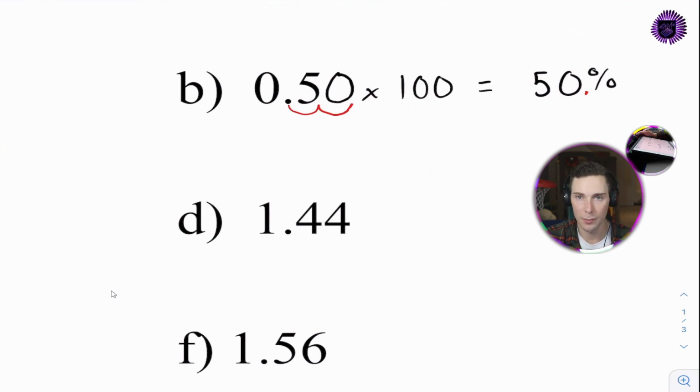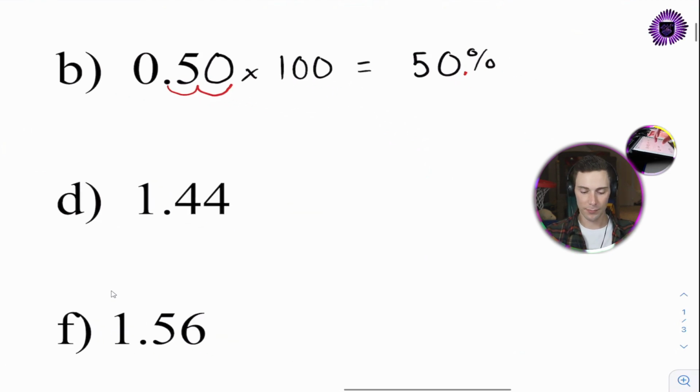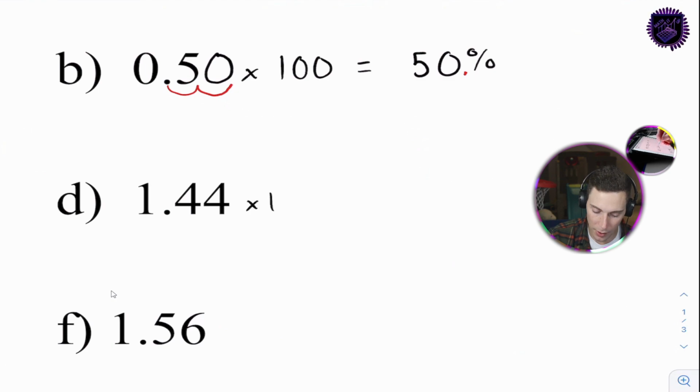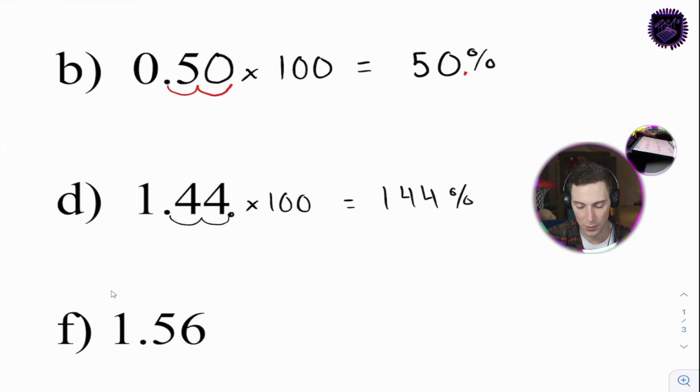Now, this one's the same technique. It might seem a little more difficult because it's a number greater than 1, but percentages can be greater than 100. So simply multiply by 100, and that means we're going to move our decimal place over 2 spots, and our answer will be 144%. Simple as that.